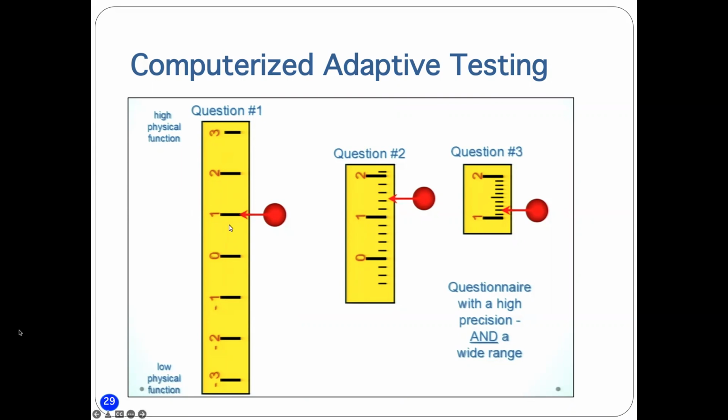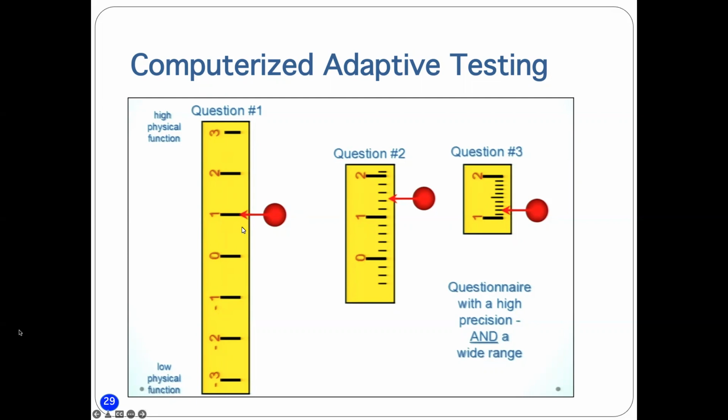On this ruler here on the left, these are, by the way, z-scores. 0 would be the median of the population. And let's pretend for a minute that you give an item about physical functioning, and you can see -3 would be very low physical functioning and high physical functioning. What we want to do is figure out where is a particular kid's level of physical function. So you give the first item, and according to the response, you can say, all right, that kid has a level of physical function about a standard deviation above the median. But we don't have much precision.